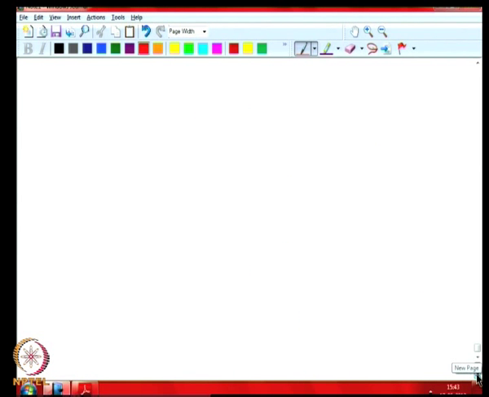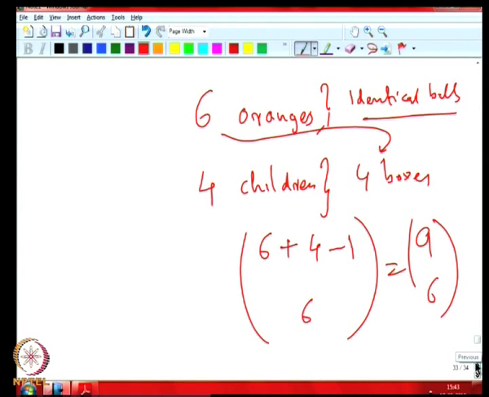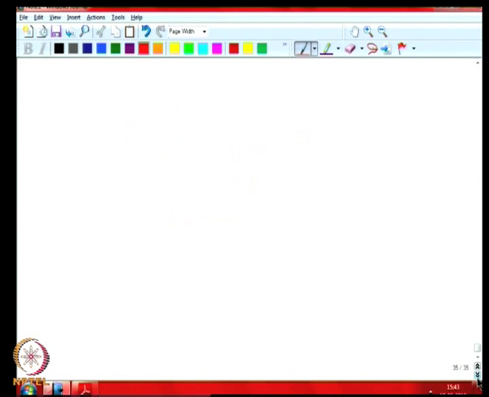So, that is 6 choose 3 into 9 choose 6. This will be the total number of ways to distribute the bananas and oranges. It's a typical problem in which we have used all the concepts we have studied, right. And now, the next one.